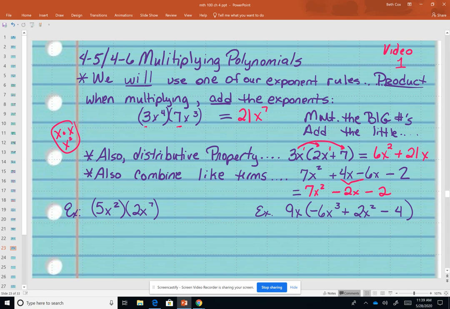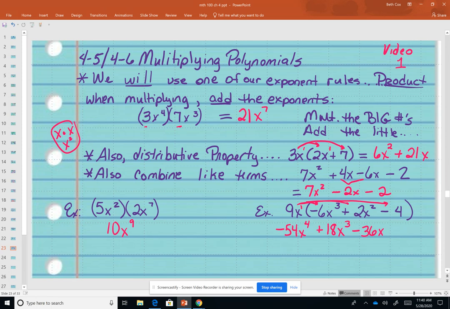Okay, so on this first one, we're going to have a 10x to the 9th. Multiply the big numbers, add the little one. And then this one over here, we're going to distribute. That's going to give me a negative 54x to the 4th plus 18x to the 3rd minus 36x. Remember, there is an exponent of 1 on a variable that doesn't have an exponent.